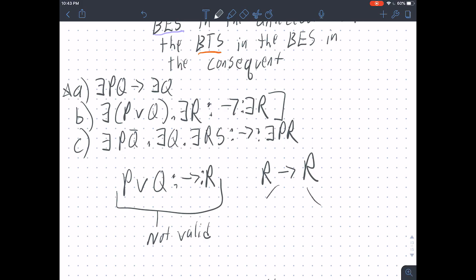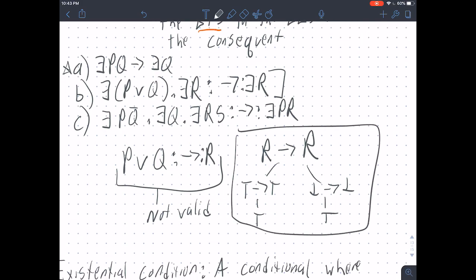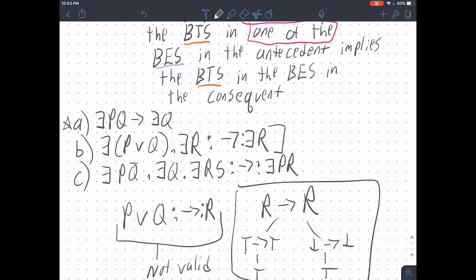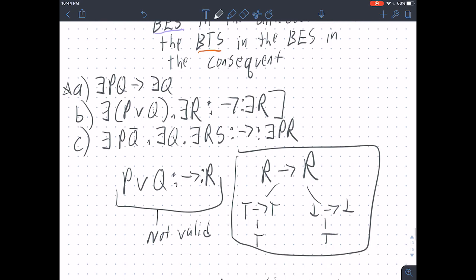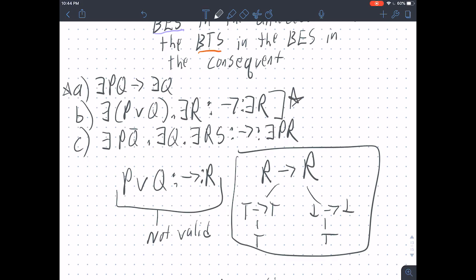This one, however, I have space to do. If we want to see whether or not this implies this, we set up the conditional like that and do a truth value analysis. So this does come out valid, and because the Boolean term schema in one of the Boolean existence schemata in the antecedent implies the Boolean term schema in the consequent, this one's also valid.